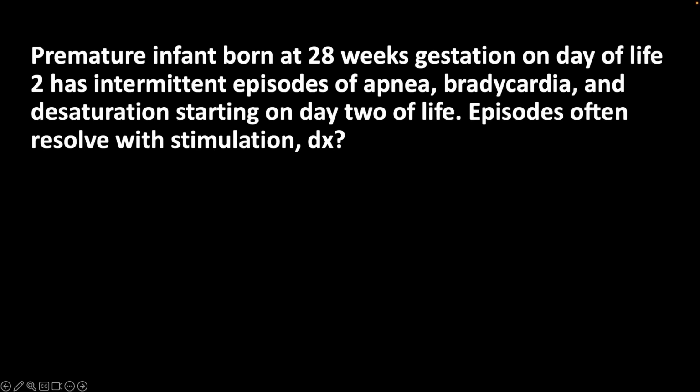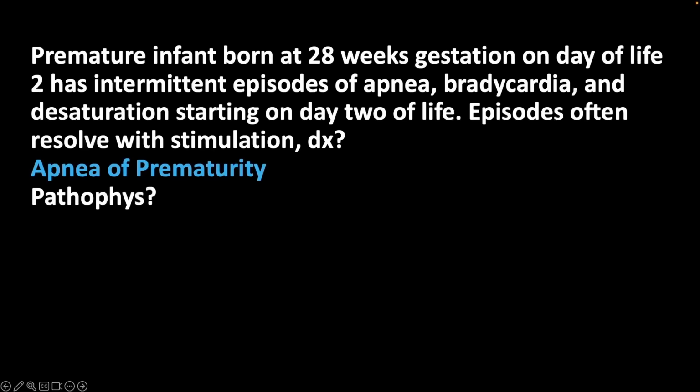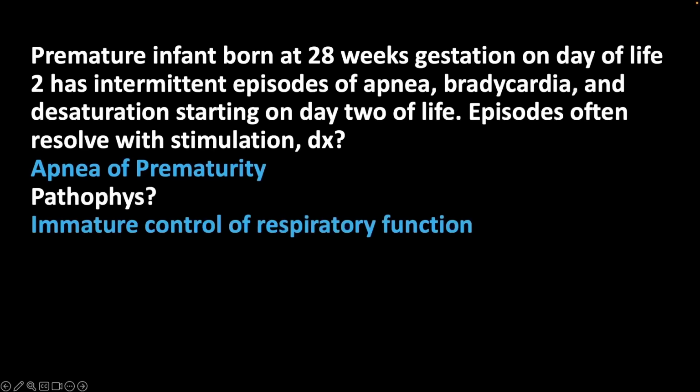Now we have a premature infant born at 28 weeks gestation on day of life 2. They have intermittent episodes of apnea, bradycardia, and desaturation starting on day 2 of life. Episodes often resolve with stimulation. This would be apnea of prematurity. And what's the pathophys of this? Immature control of the respiratory function, and treatment is supportive.